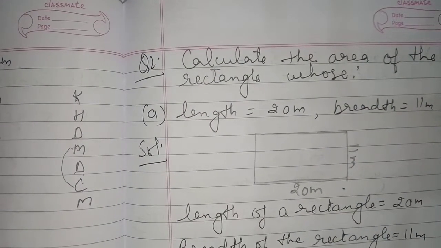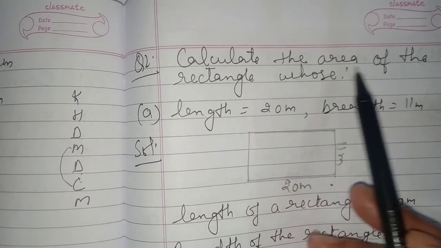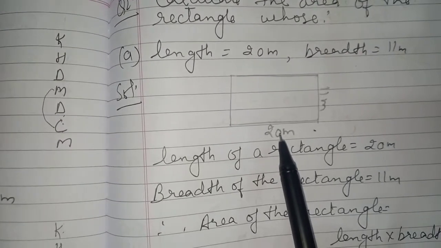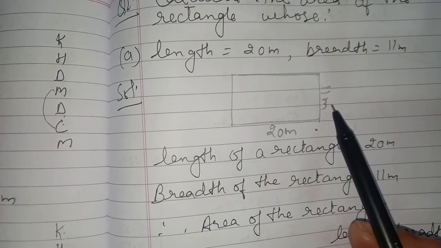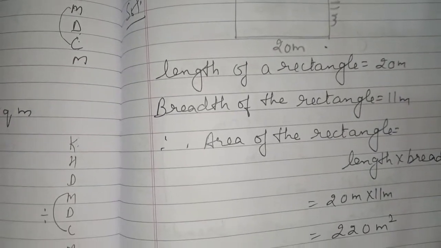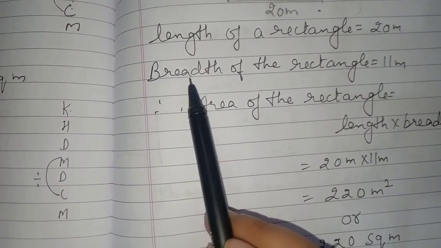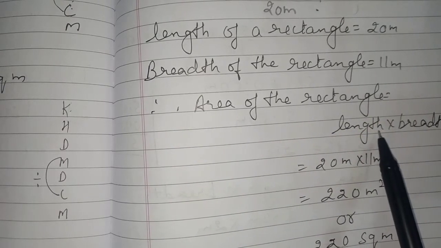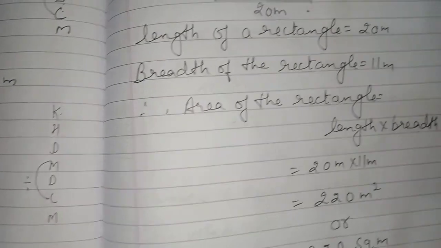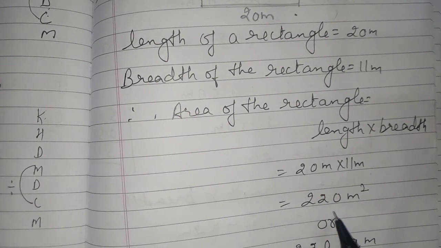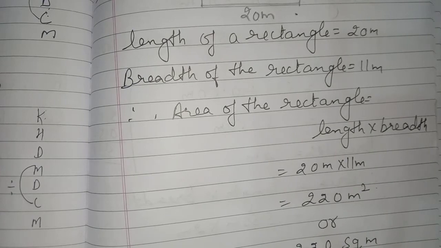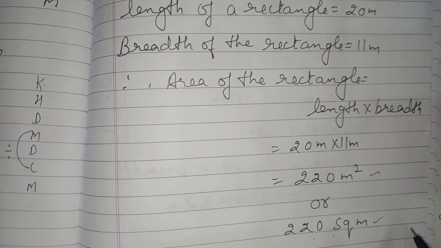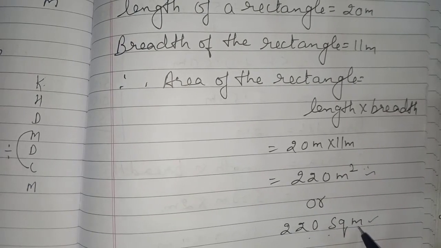Now, next question number 2. Calculate the area of the rectangle whose length and breadth is given. So, let us draw the figure for this. Here, length is 20 meter, breadth is 11 meter. So, the length of the rectangle is 20 meter, the breadth of the rectangle is 11 meter. Therefore, the area of the rectangle will be length multiplied by breadth. So 20 multiplied by 11 meter will be 220 meter square or 220 square meter. So you can write it in any way, meter square or square meter.